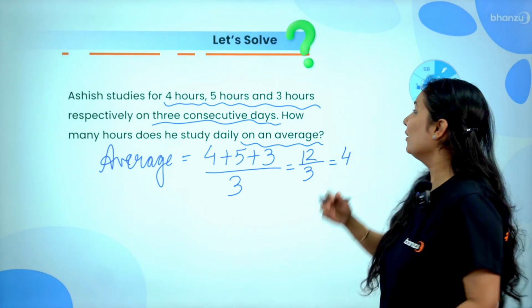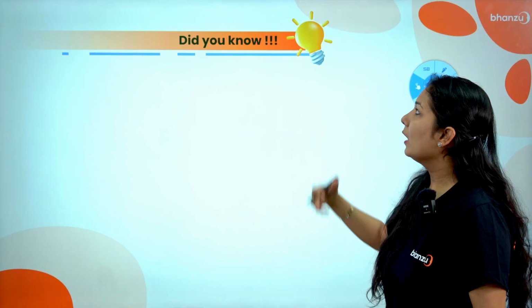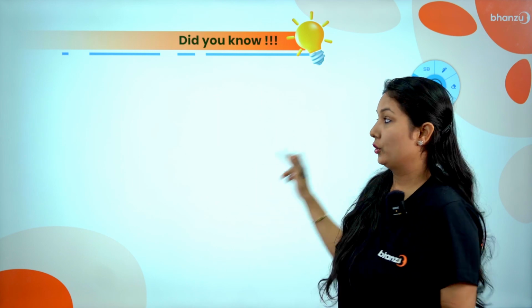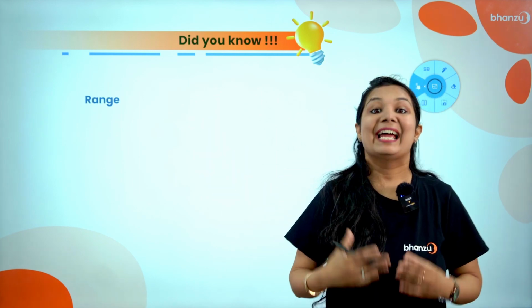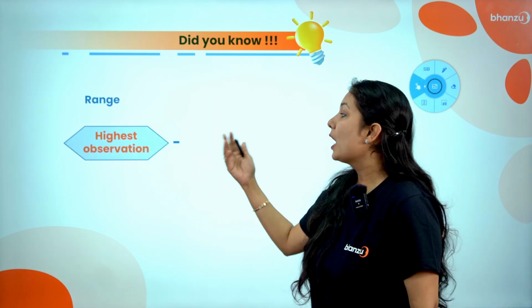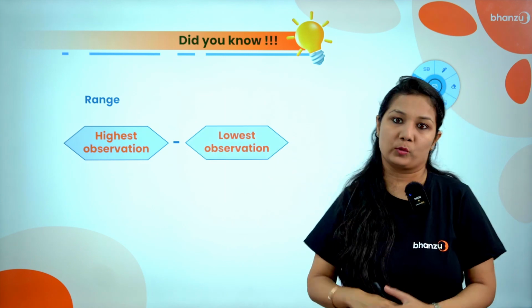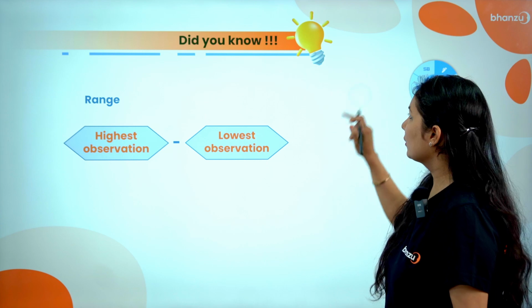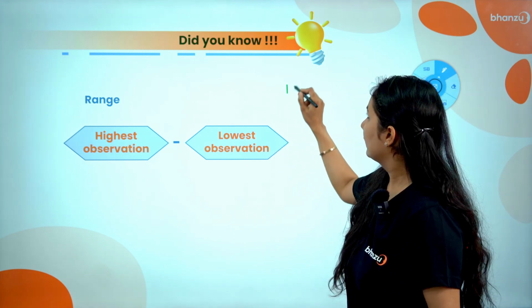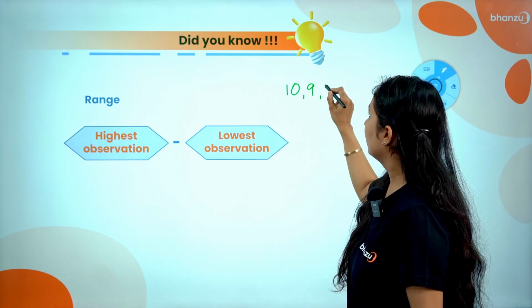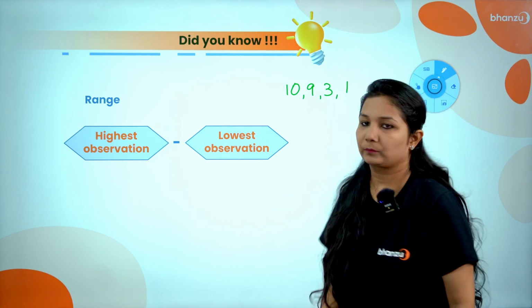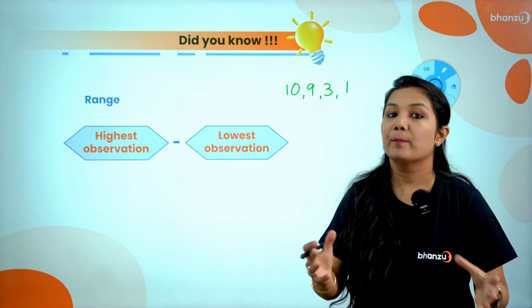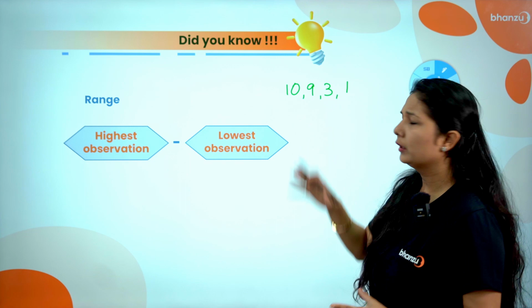Got it? Now, let's move ahead and see a particular interesting topic. What is range? Range is nothing, it's highest observation minus lowest observation. So, let's take an example before we move ahead. Suppose I give you the numbers as 10, 9, 3 and 1. These are the 4 numbers we are going to talk about to find out the range.